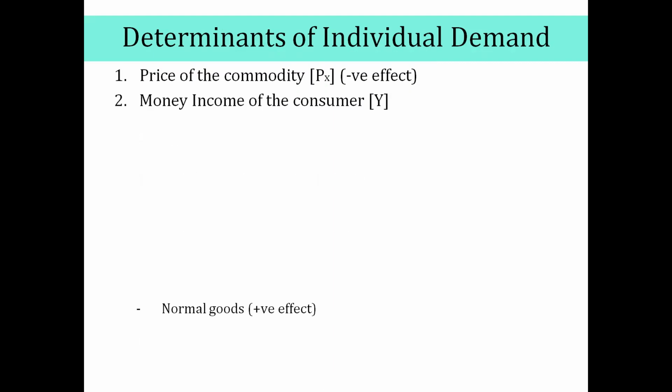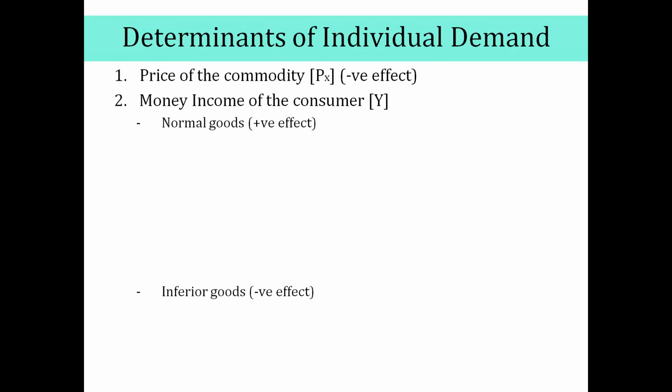Money income of the consumer. In case of normal goods, the money income of the consumer has a positive effect. Higher the income, higher will be the demand for normal goods. Lower the income, lower will be the demand for normal goods. In case of inferior goods, which are low quality commodities, the income effect is negative.